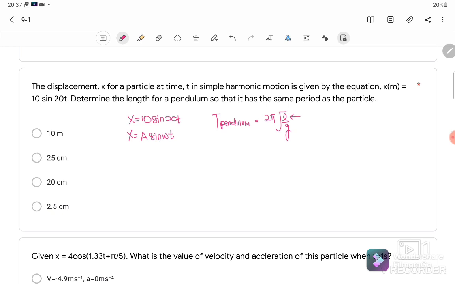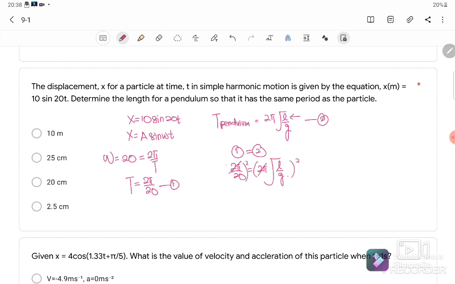So we compare the equations. We know that omega is equal to 20, and omega also equals 2 pi over T. So our period T is equal to 2 pi over 20. This is the first equation and this is the second equation. Because the period is the same, we can let equation 1 equal equation 2, where 2 pi over 20 is equal to 2 pi root of L over g. The 2 pi and 2 pi cancel, and then we square both sides. So we get 1 over 20 squared equals L over g.